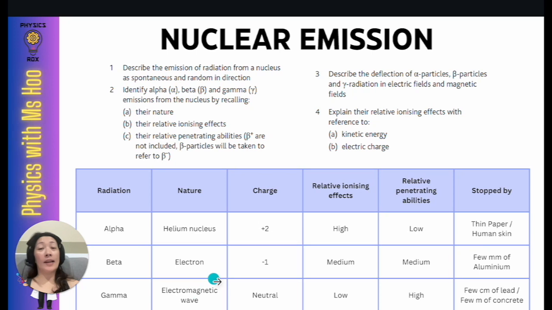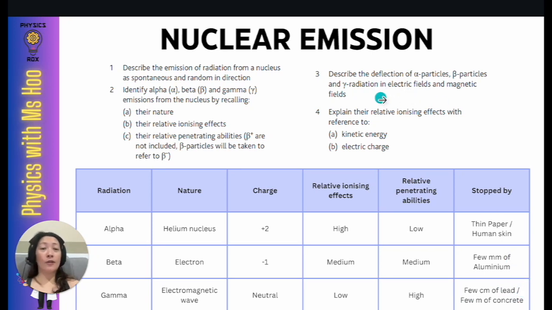Gamma is on the electromagnetic spectrum. It is a high frequency electromagnetic wave. Because it's an electromagnetic wave, it has no charge, so it's neutral. And compared against the other two, it has low ionizing effect but high penetrating abilities. Gamma is not easily stopped. It can be reduced by a few centimeters of lead or a few meters of concrete.